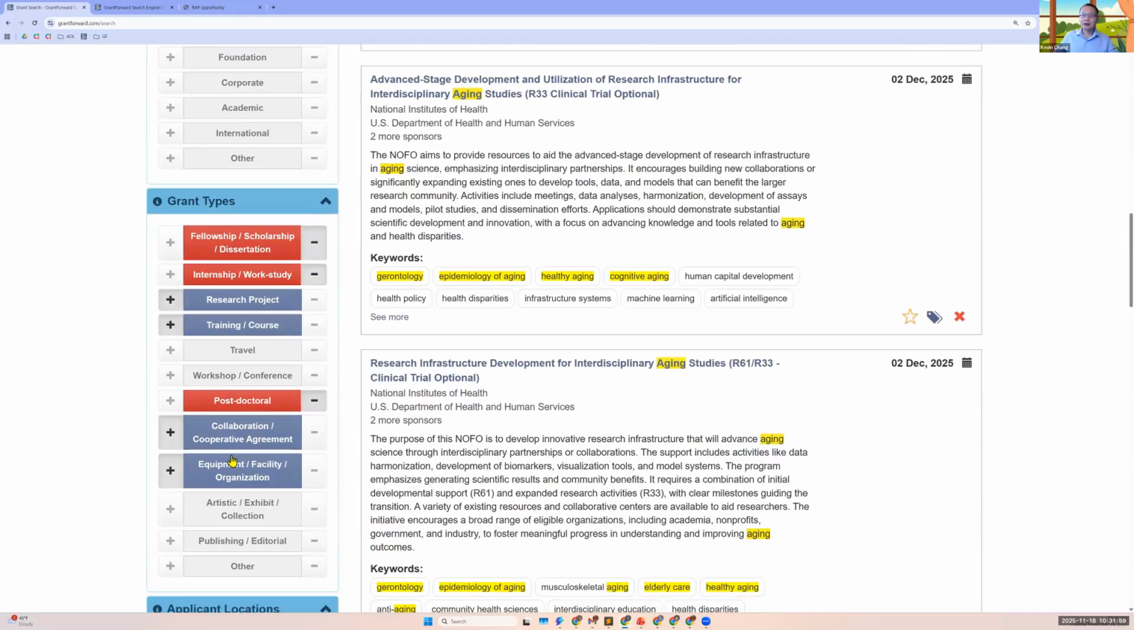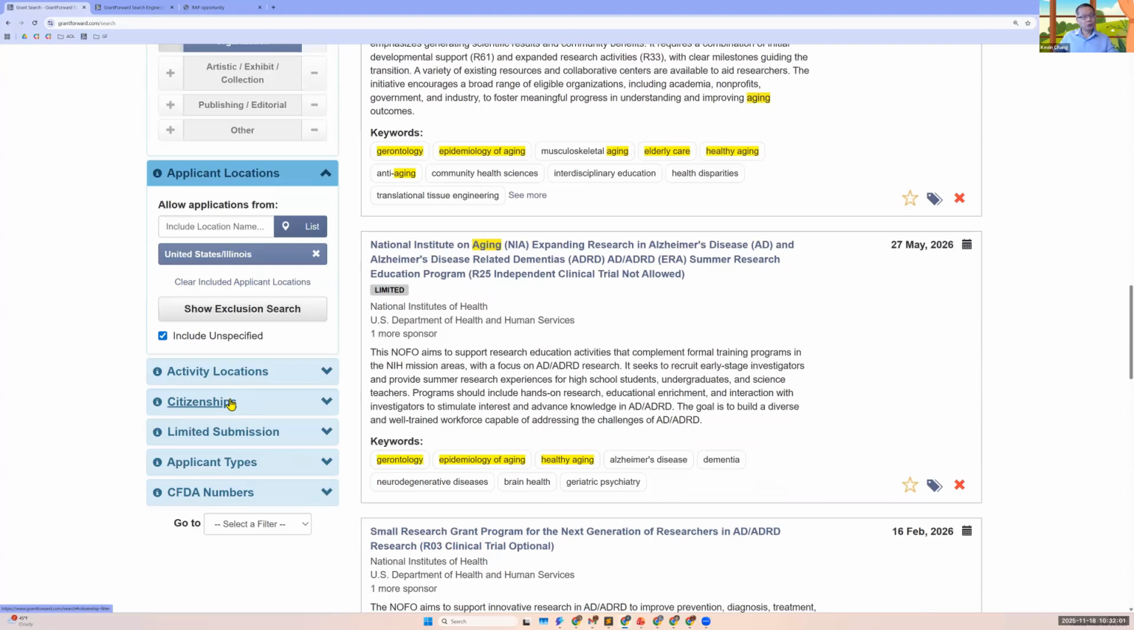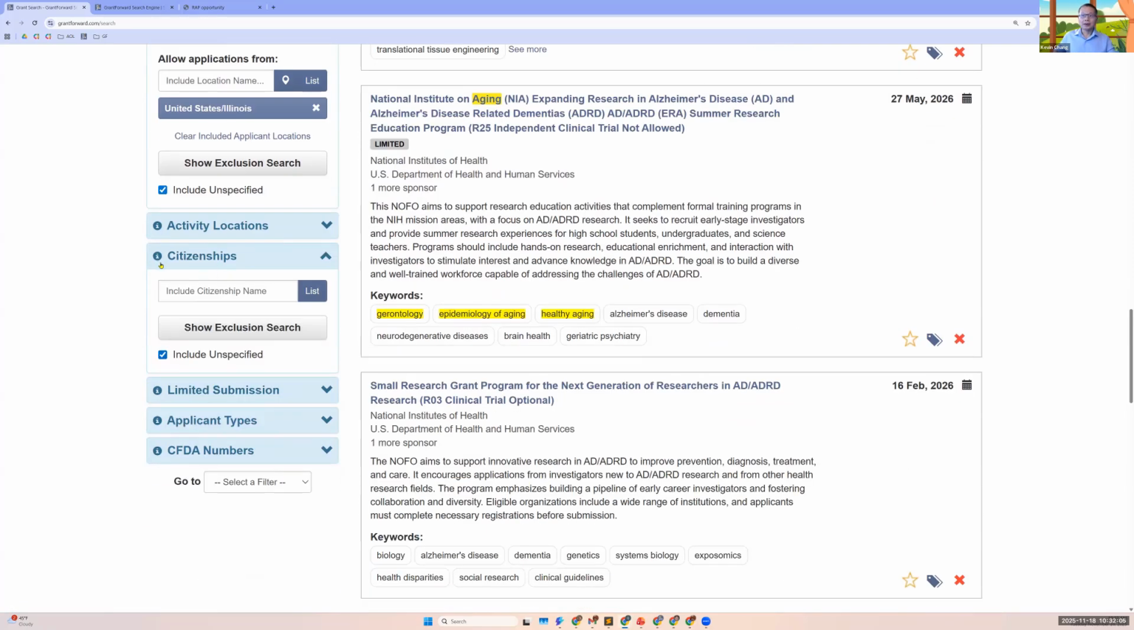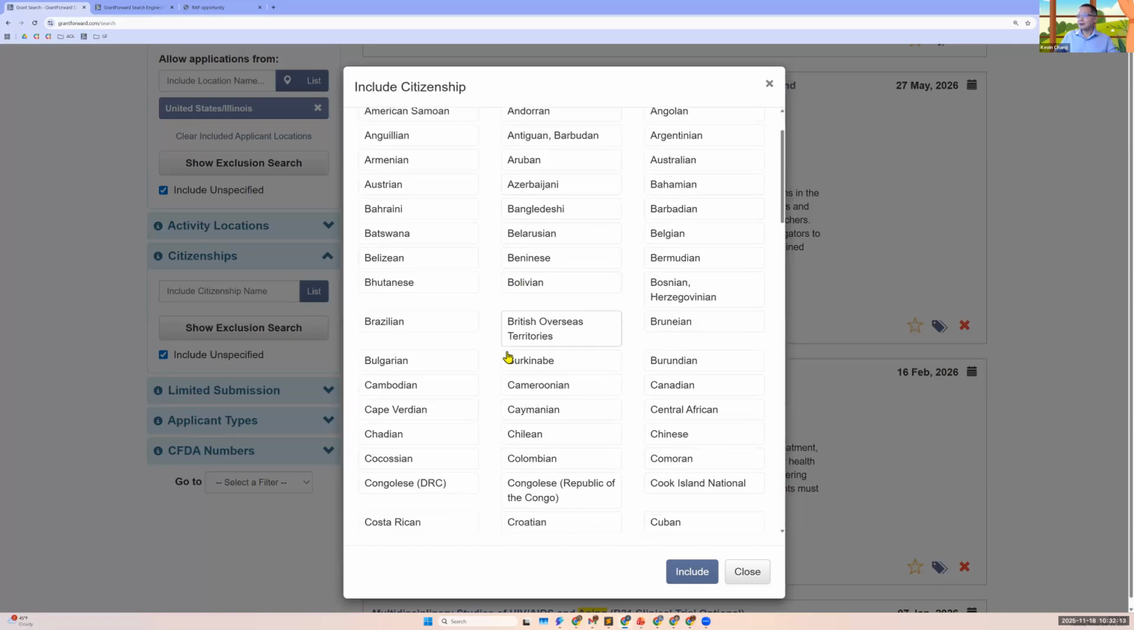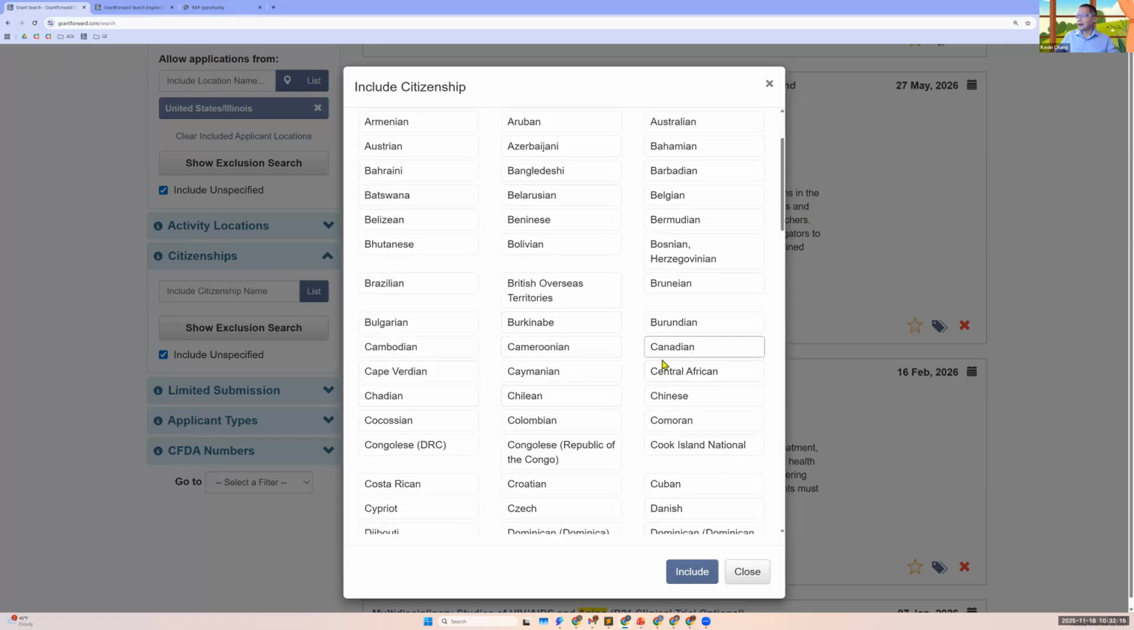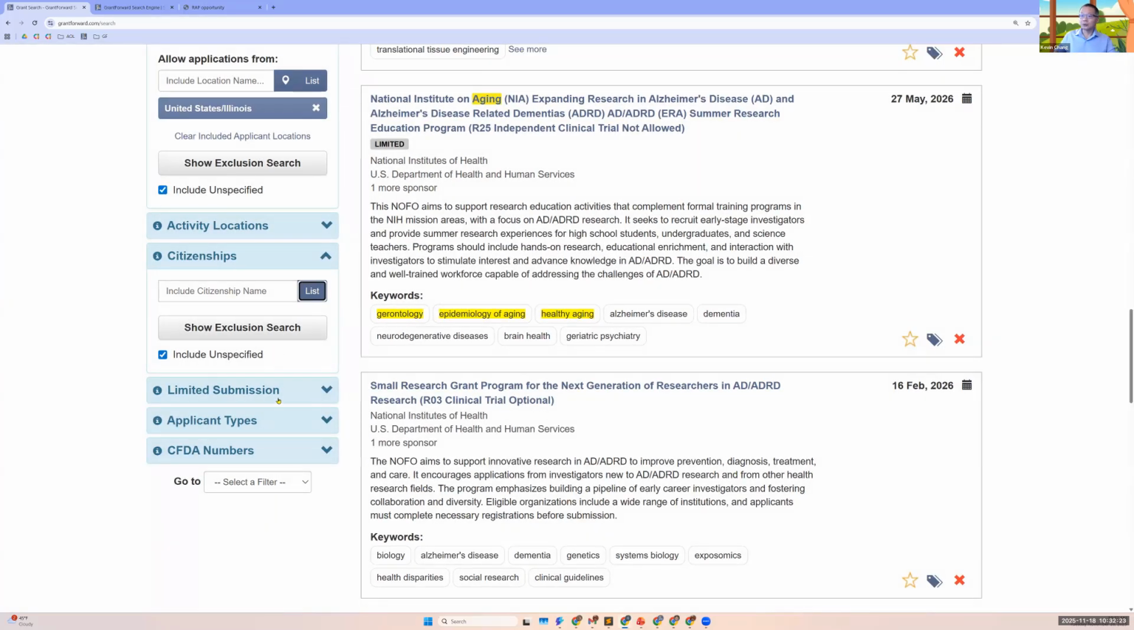Okay, there are many other filters you can apply, which you also ask in your question, such as how can I apply for grants that allow me to apply if I am not a U.S. citizen. Say I am a Canadian. Let me see, I'm a Canadian, see Canadian here, then it will not show me grants that I cannot apply with this citizenship. Okay, and this is how you do it.